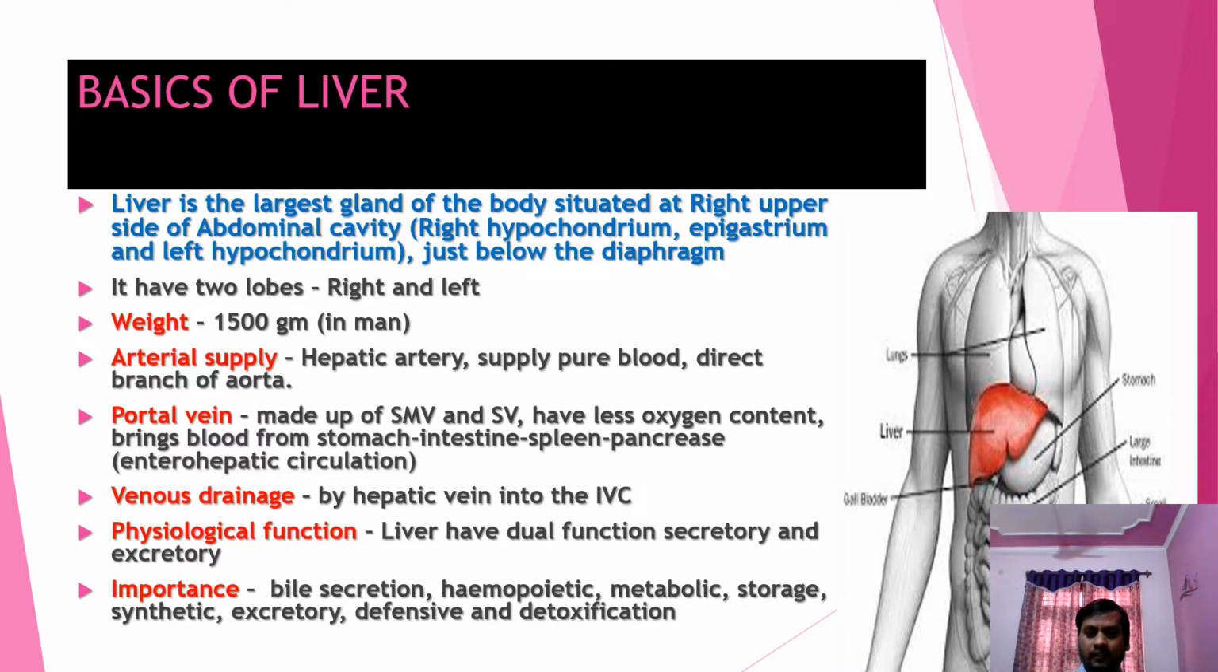Physiological function: the liver has dual functions, secretory functions and excretory functions, and both are performed by the liver. The functions performed by the liver are bile secretion, hemopoietic action, meaning blood formation, regulation of metabolic activities, storage of glucose, synthesis of immunoglobulins and other hormones, enzymes, etc. Excretory functions include the urea ornithine cycle, defensive mechanism, and detoxification of the body.